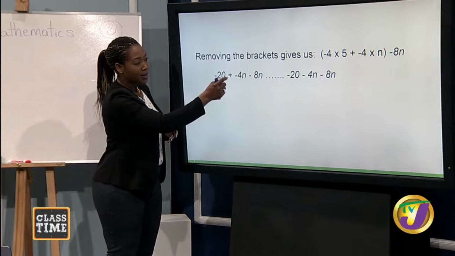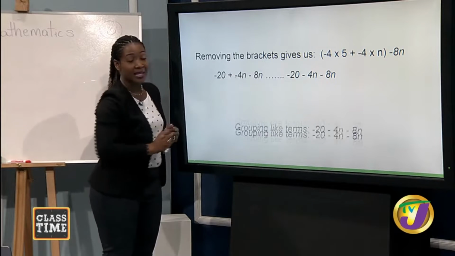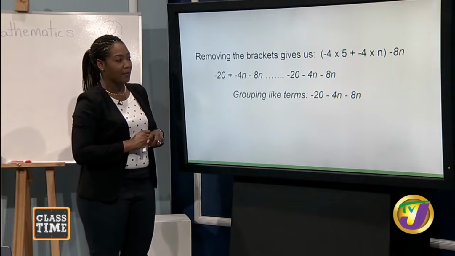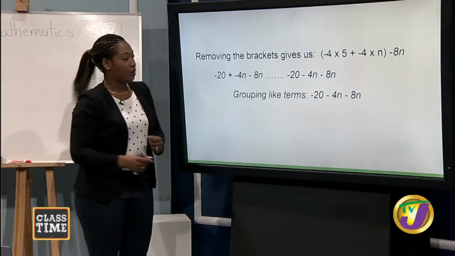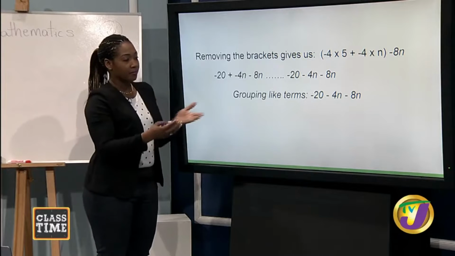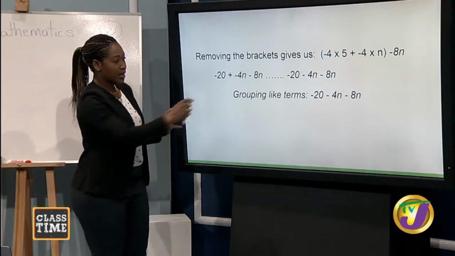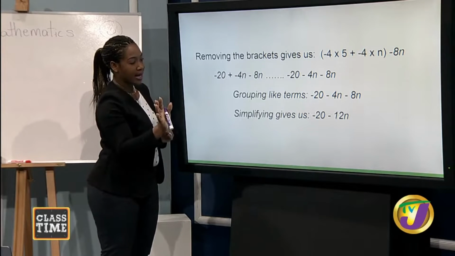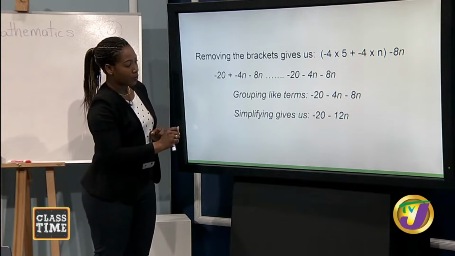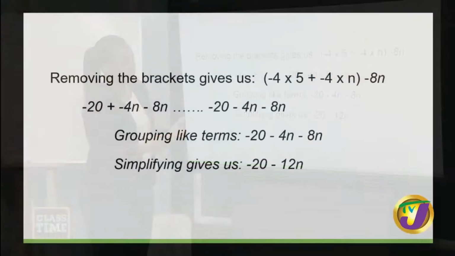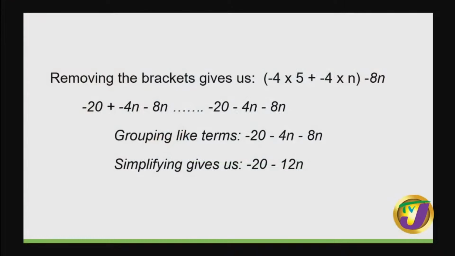Now, there is a positive or plus and a negative sign facing each other. What happens when that happens? What do we do? Well, when a negative and a positive meet, this is now going to be a negative. So we'll write it back now. Negative 20, subtract 4n, subtract 8n. All right, so we are grouping like terms.